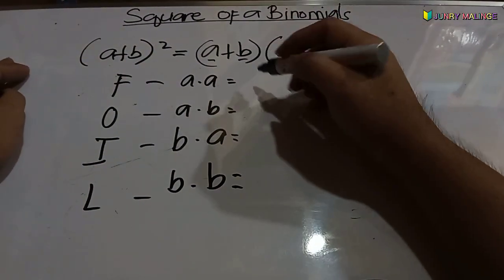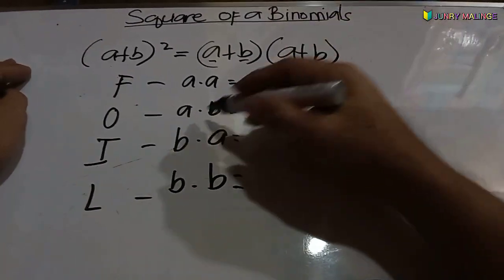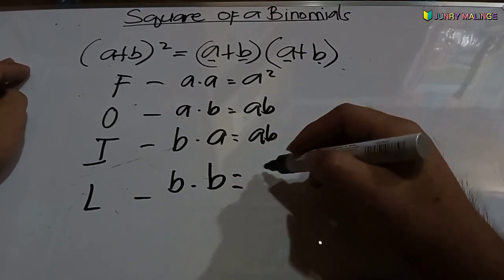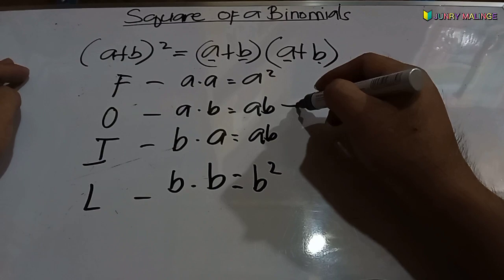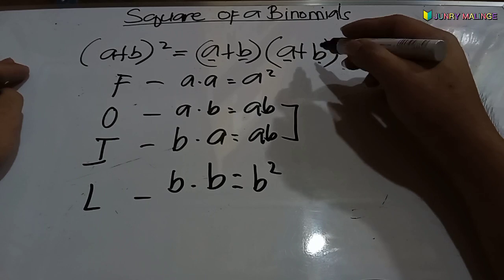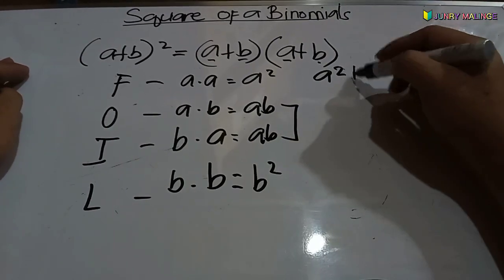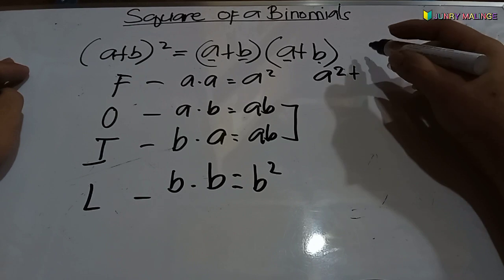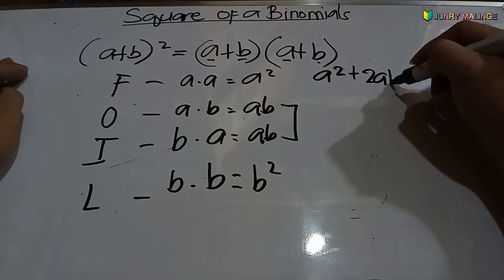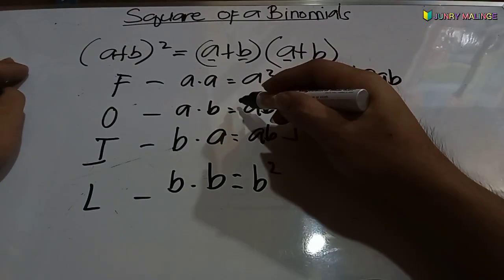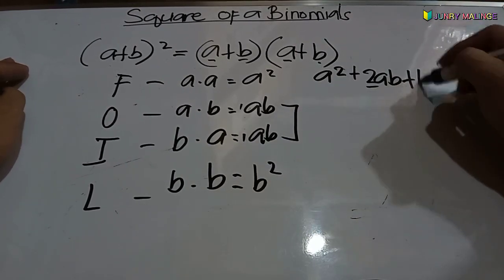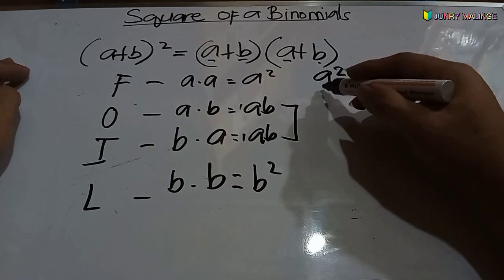So we have our a times a, that is a squared. A times b, ab. B times a, that is ab. And we have b times b, that is b squared. And we're going to combine like terms. So magiging, ano ang ating square of a binomial? Magiging, ayan, we have a squared plus, ano magiging sagot natin? A squared plus 2ab. Bakit 2ab? Kasi meron yang 1 at saka 1 dyan. So 1 plus 1 nagiging 2ab, plus b squared. So this is our square of a binomial. Nakuha.